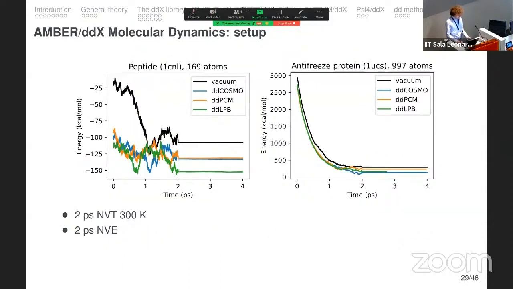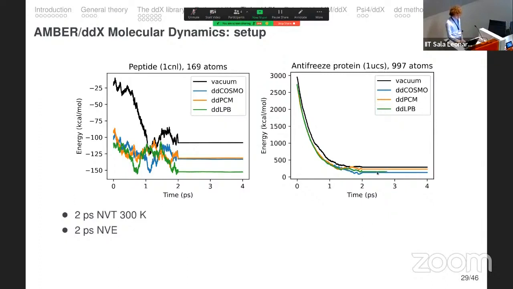And to test it out, yesterday I launched some molecular dynamics simulations using a couple of systems, one of 170 atoms and the other one roughly 1000 atoms. And I ran simulations in vacuum with DD Cosmo, DD PCM, and DD LPB. And first I ran 2 picoseconds in the NVT ensemble, and then I ran 2 picoseconds in the NVE ensemble just to see if we are conserving the energy.